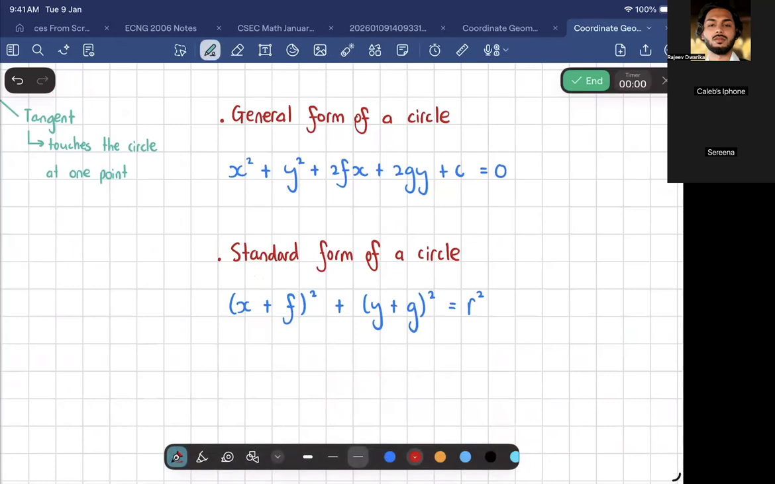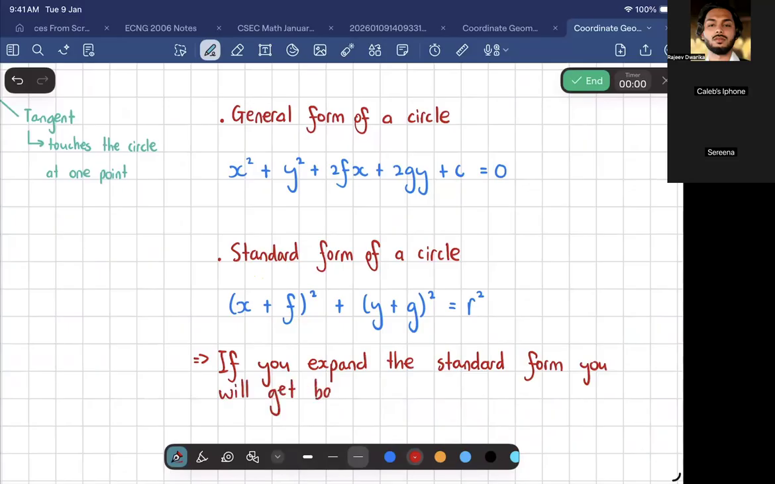So I'll make a note about that. If you expand the standard form, you will get back the general form.